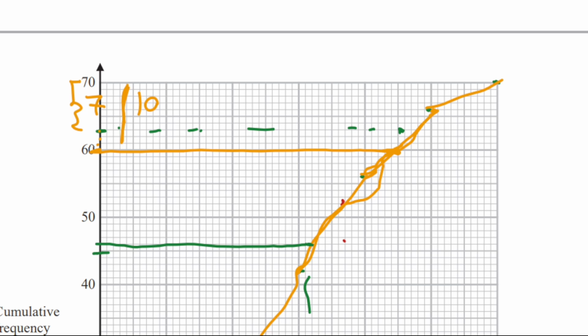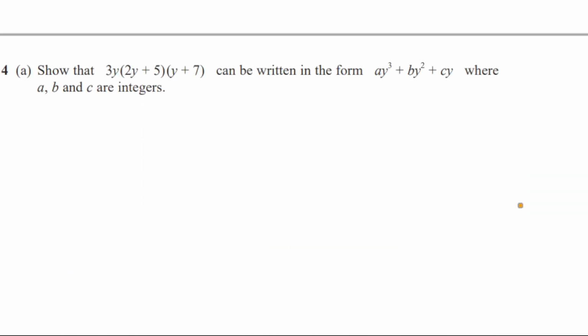Let's go to the next question. Question 14.